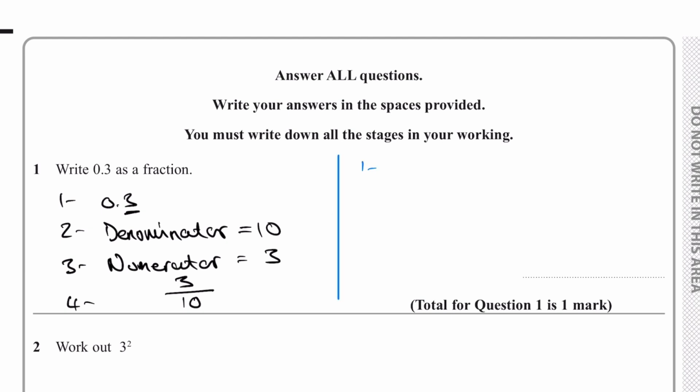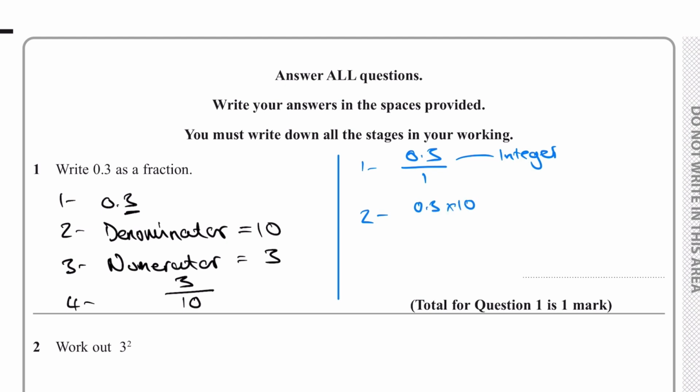Step 1 would be to write the decimal as a fraction by dividing by 1. So we would write 0.3 divided by 1. The second thing that we do is we convert the numerator to an integer. We do this by multiplying by a multiple of 10. The trick here is to see how many digits come after the decimal point. As there is one digit after the decimal point, we only need to multiply by 10.